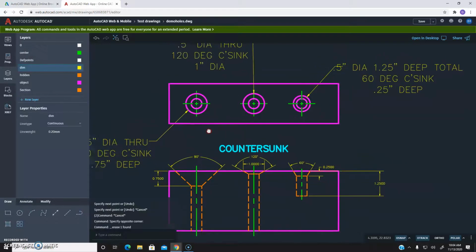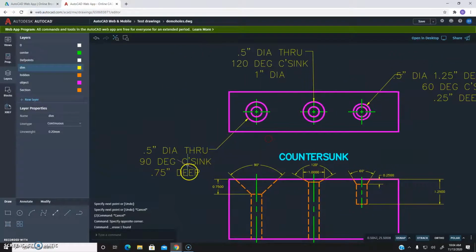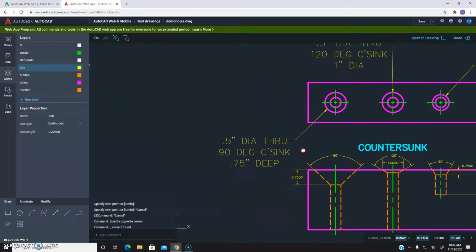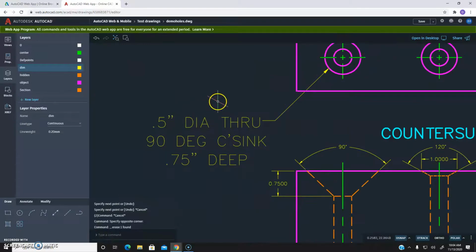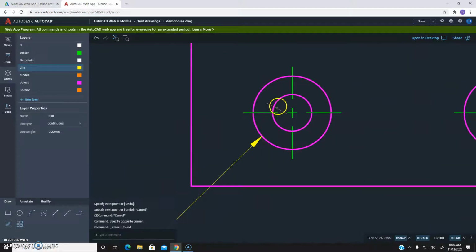Countersunk holes. Let's look at this first set here. So that's all this over here. So let's look at the top view. Looks like 2 holes, essentially, one inside of the other. The larger hole is always going to be nearer to the surface.